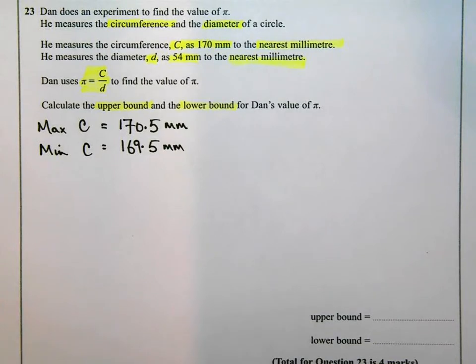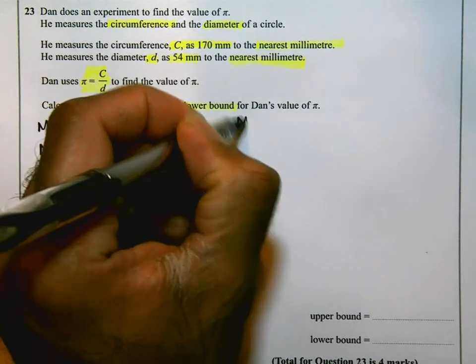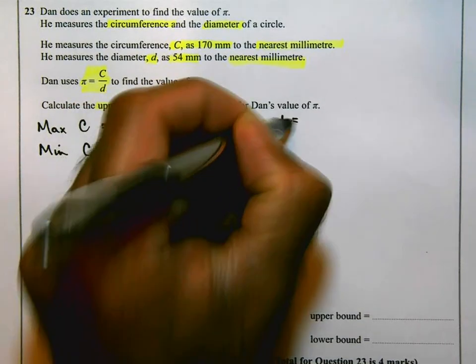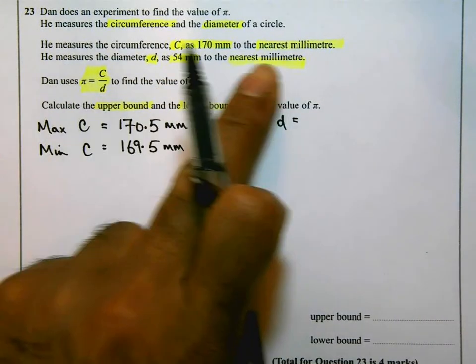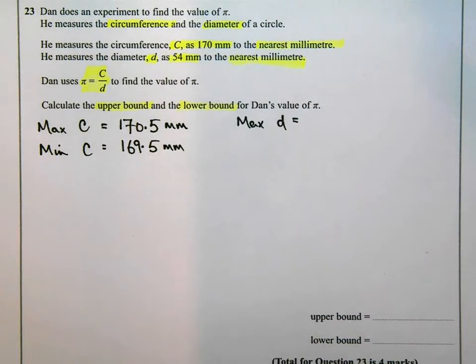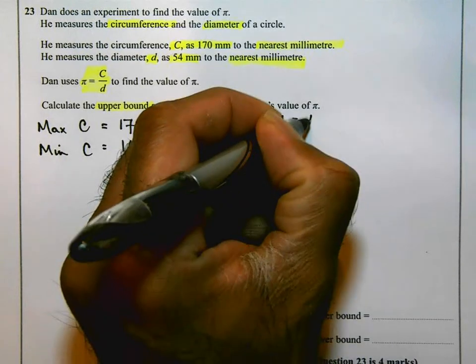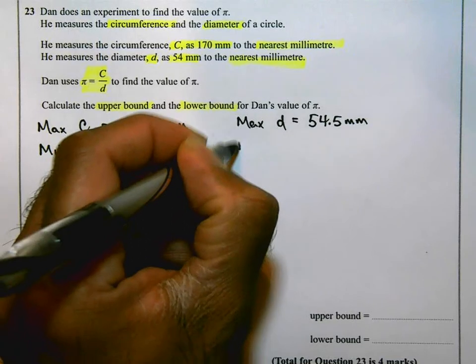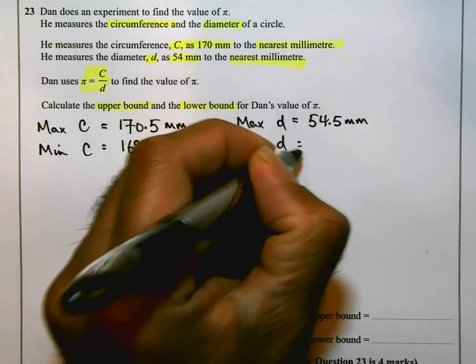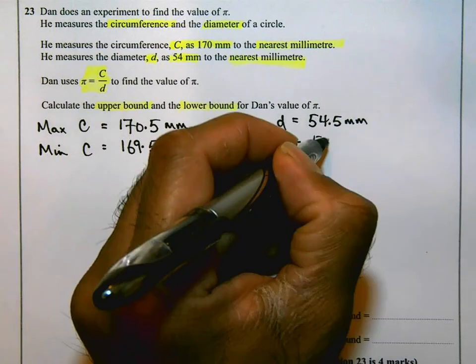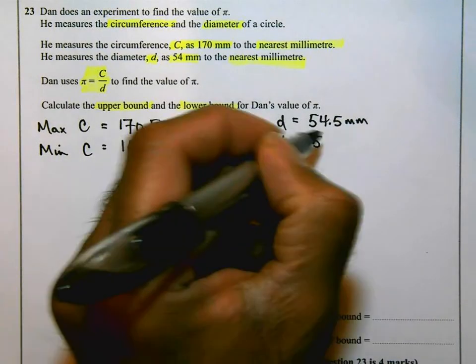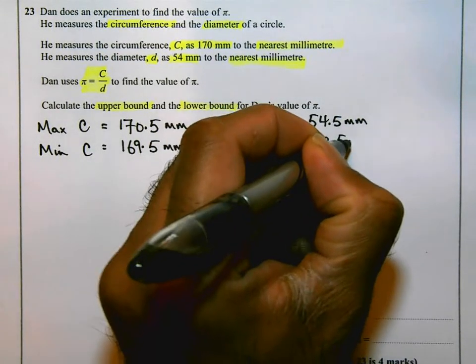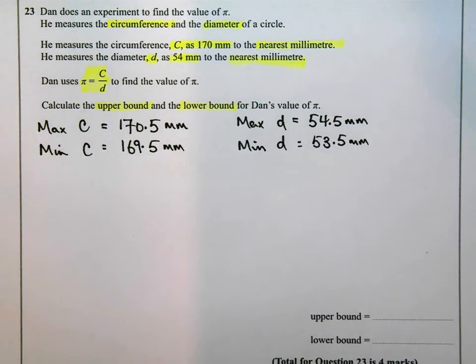I'm going to do the same for the diameter. The maximum diameter, because it's measured to the nearest millimeter, is going to be half a millimeter above 54, which is 54.5 millimeters, and the minimum diameter is going to be 53.5 millimeters. Okay, so there is my result for both of those.